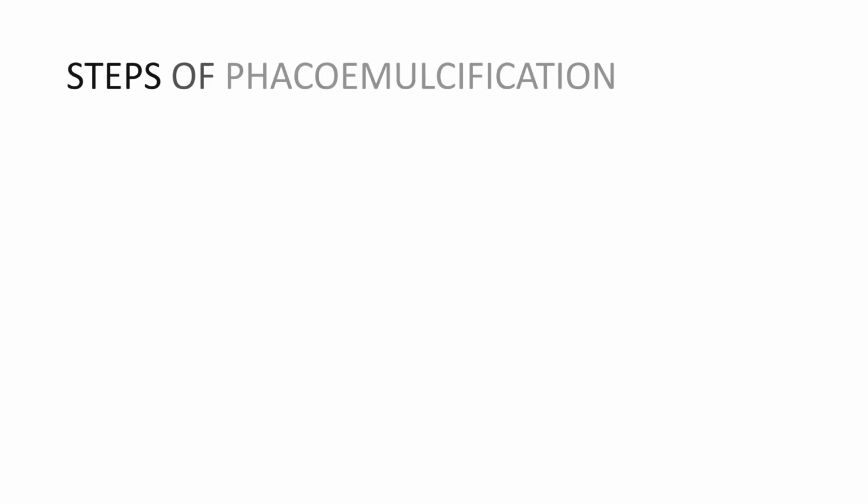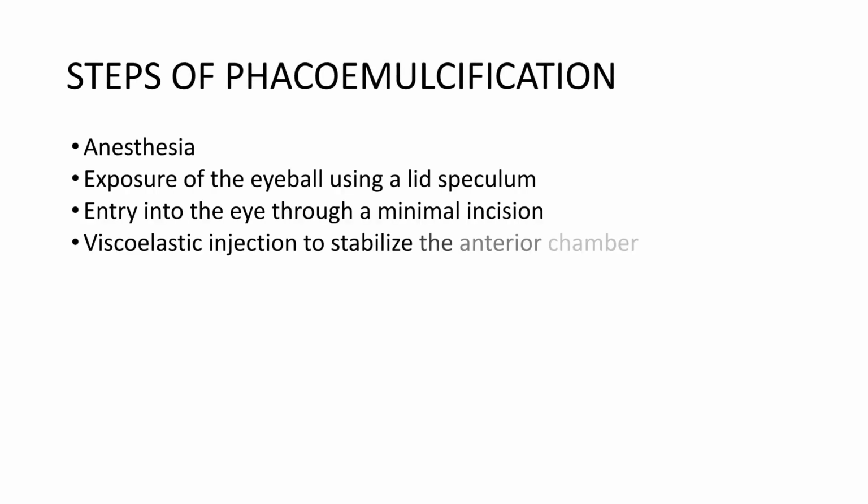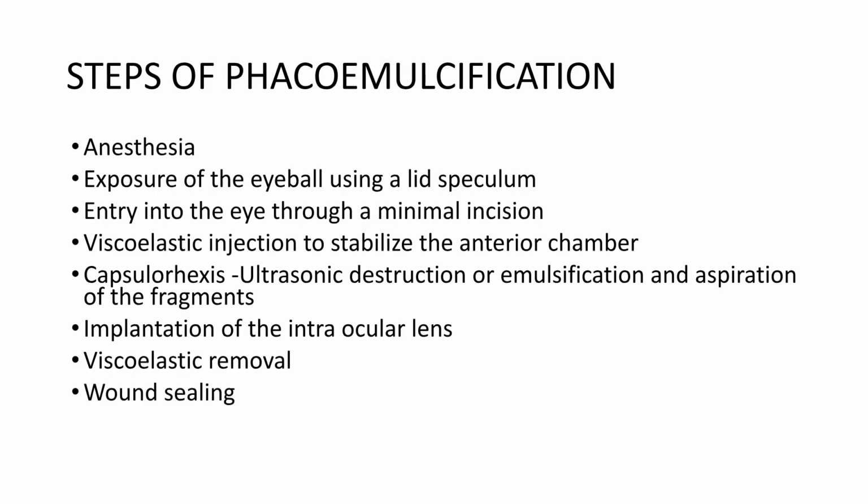The steps of phacoemulsification begin with anesthesia and exposure of the eyeball using a lid speculum. This is followed by a minimal incision, viscoelastic injection for stabilization, and capsular hexis to emulsify and aspirate the fragments. Finally, the intraocular lens is implanted, viscoelastic removed, and the wound sealed.